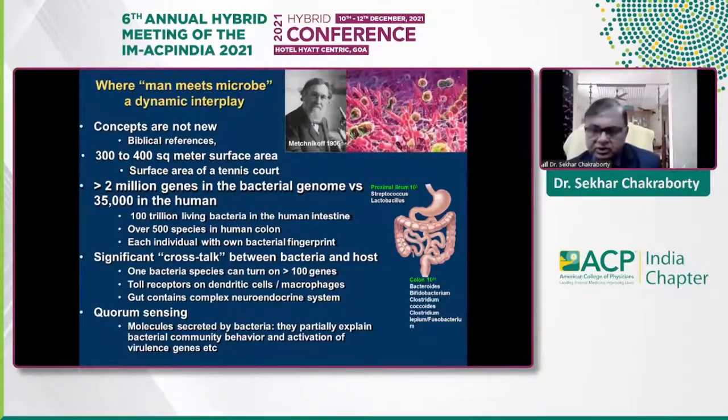There is a significant crosstalk between the bacteria and the host. Each bacterium can turn on more than 100 genes in our body. Toll receptors on the dendritic cells and macrophages can be activated. And our gut contains a complex neuroendocrine system, which shows the interplay between the microbes and the host. There is also quorum sensing, where molecules are secreted in the form of chemical substances and gases, which explain bacterial community behavior and activation of the virulence genes. In fact, this is what we have.